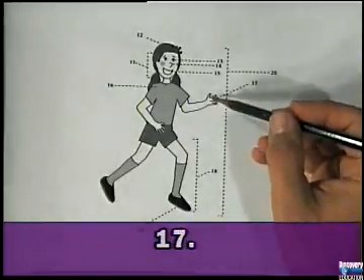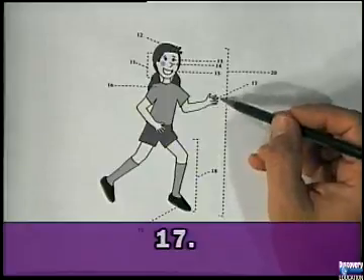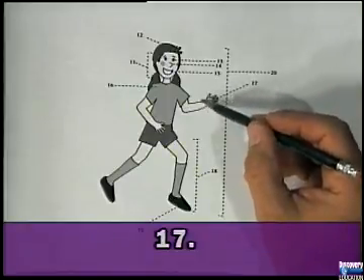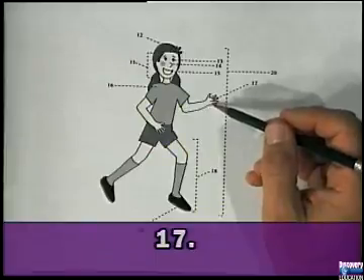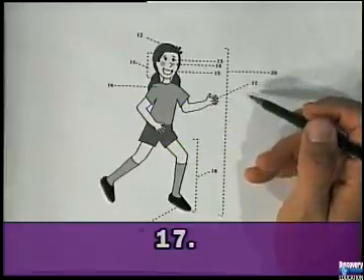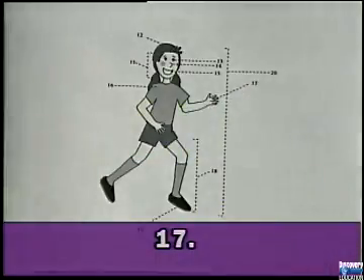Number 17. Number 17 is this part of the body right here that you use for waving to people. Yeah. You put your gloves on it. See if you can find what that's called in Spanish. Write the letter of your response next to number 17.